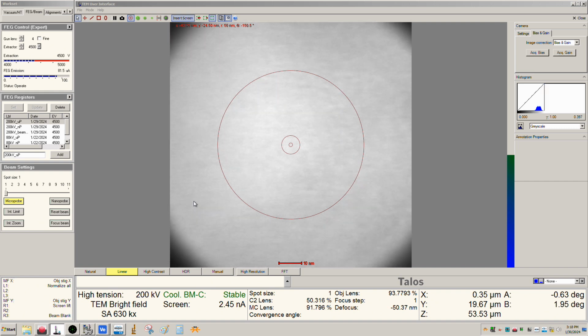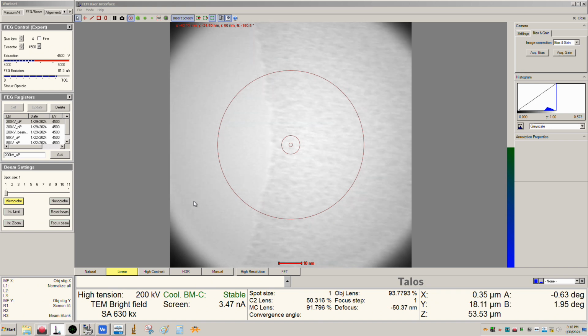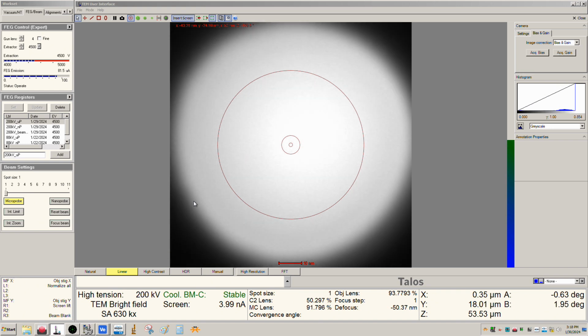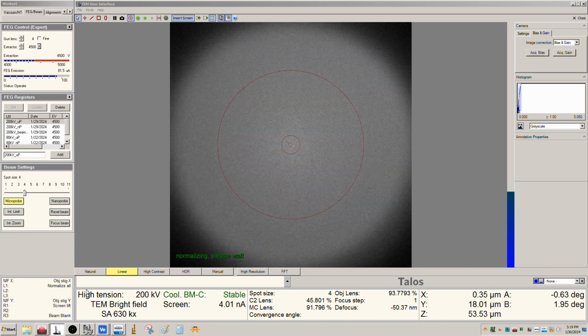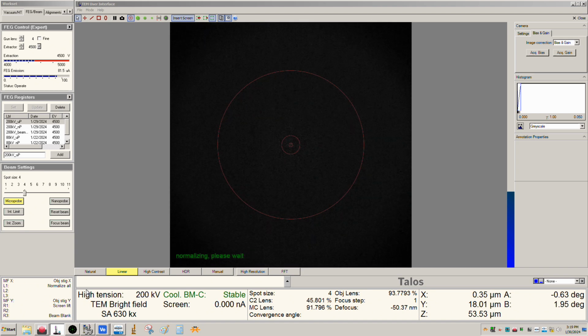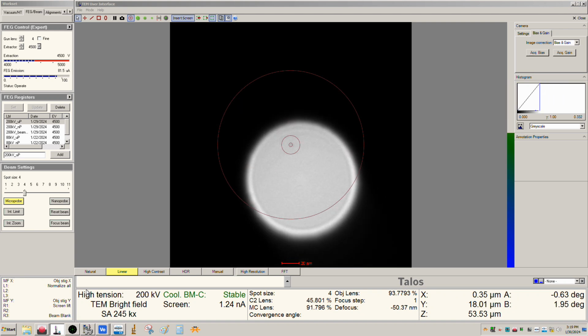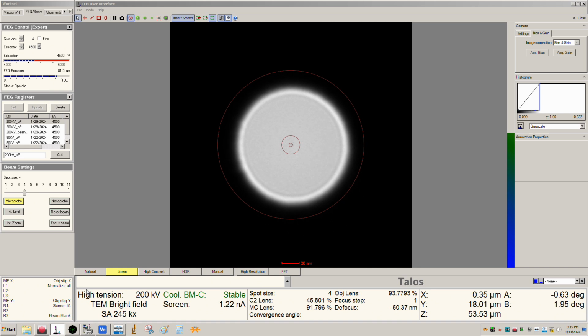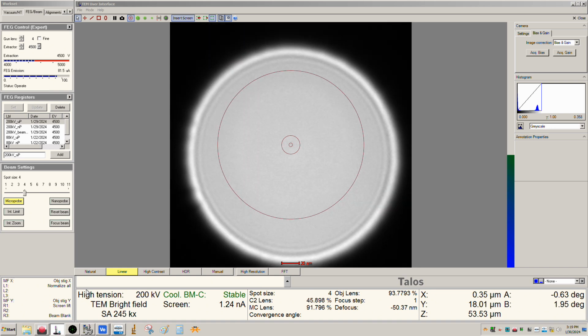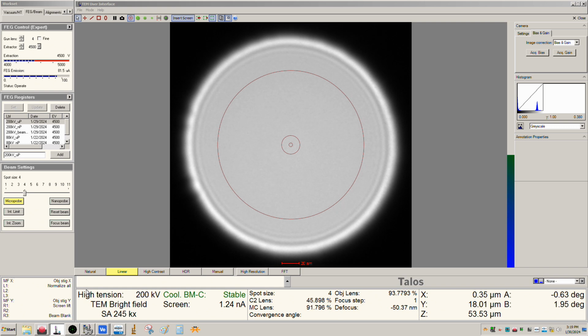So actually, let me just drag back over. You can see now, this is where we haven't been cooking the sample, so I don't see the same accumulation of damage. Yeah, so you can see here, I've got basically 4 nanoamps. If I go back to spot 4, I got about 1.2, 1.3. So a little bit of a drop off, but in my opinion, that's worth it in order to get a decent image.